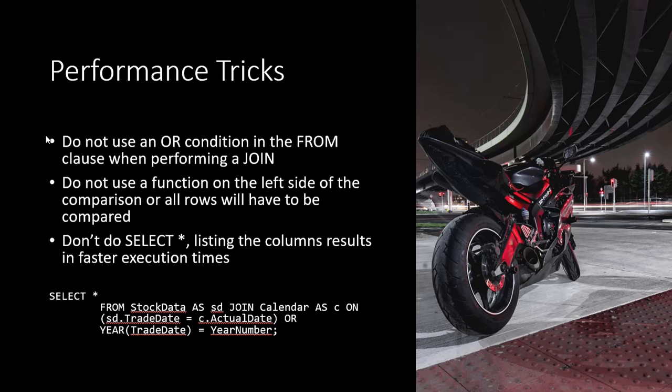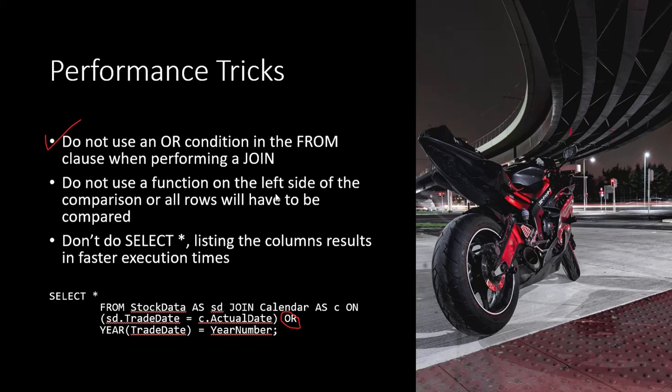First, do not use an OR condition in the from clause when you perform a join. So take, for example, down here we have an OR clause, and we're saying where trade date is equal to actual date, or year of trade date is equal to year number in the calendar table. As I'll show you in a minute when we see the execution of the query, that does a tremendous amount of acquiring and using and storing resources.